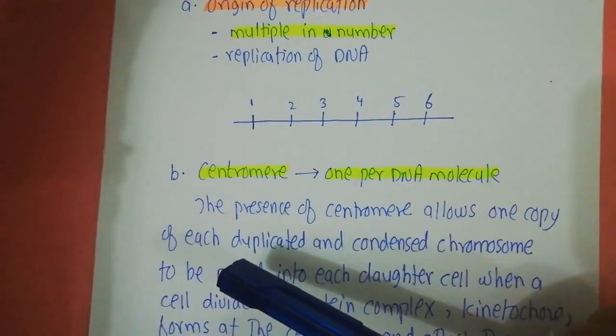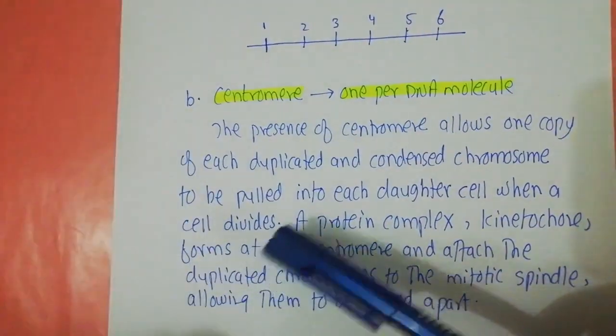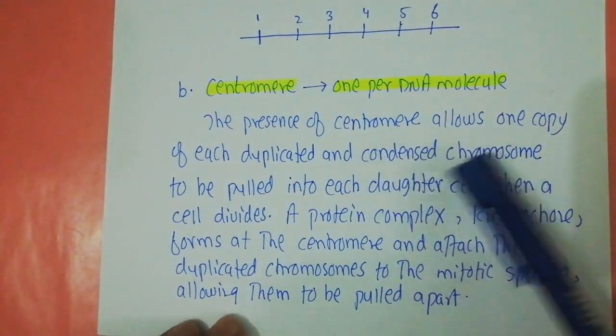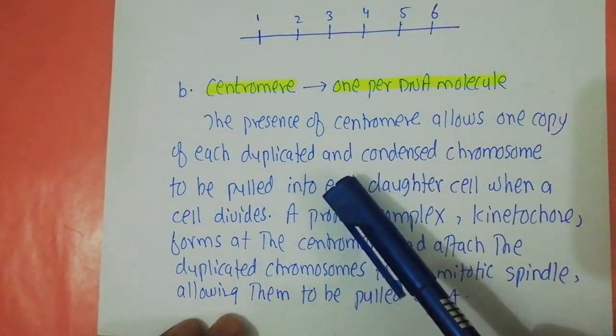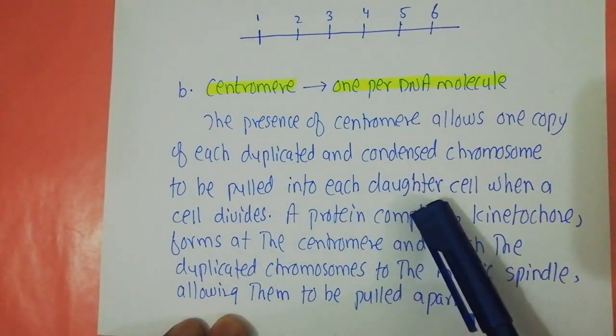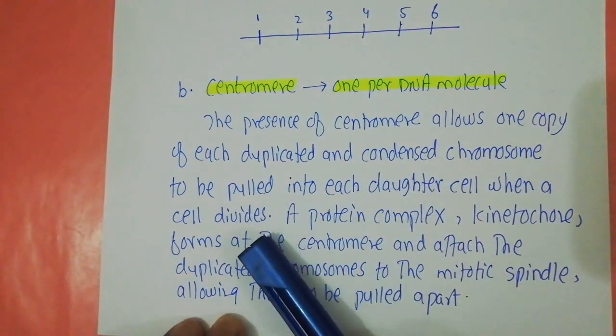So that will be a problem then. So when you talk about the centromeres, the presence of the centromere allows one copy of each duplicated and condensed chromosome to be pulled into each daughter cell when a cell divides.